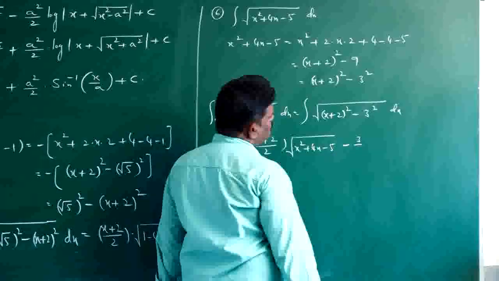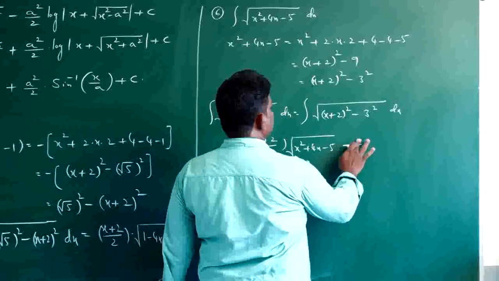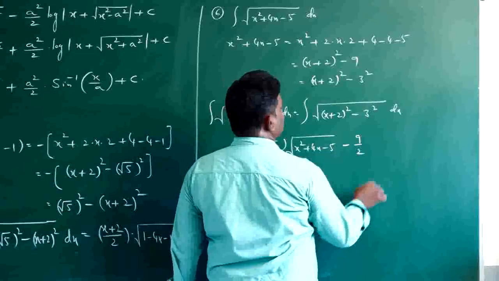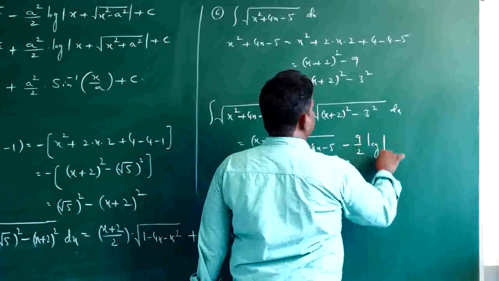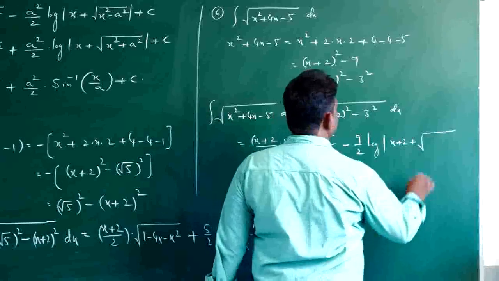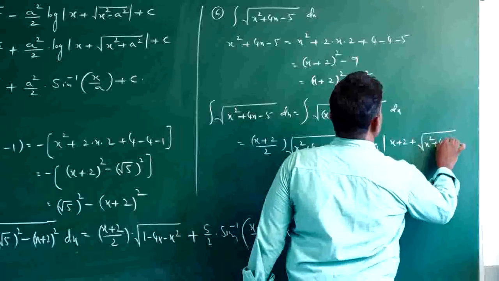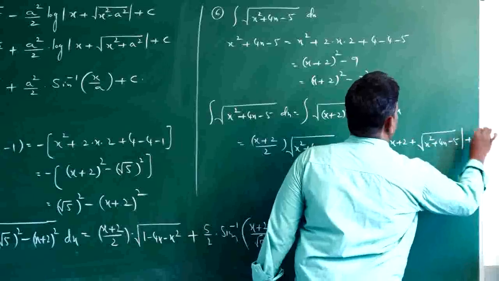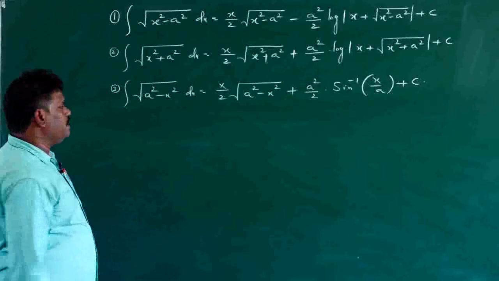a square by 2 means 9 by 2, since a is 3, so a square by 2 is 9 by 2. Next, log of x plus 2 plus square root of x square plus 4x minus 5, plus c. Right. Seventh one.